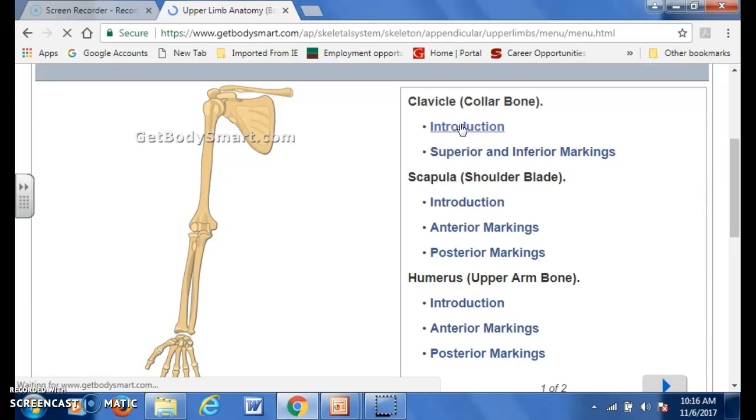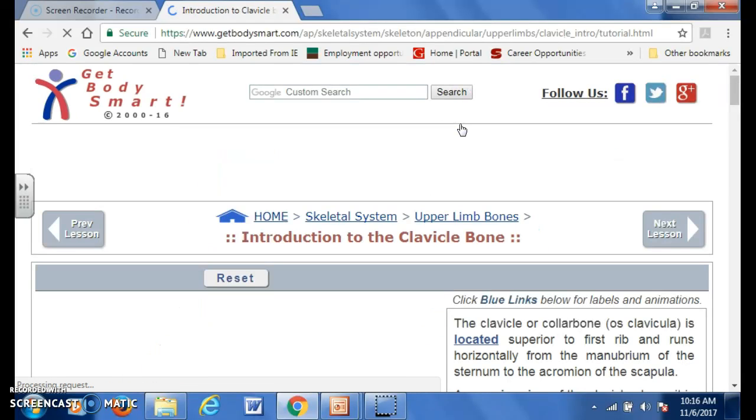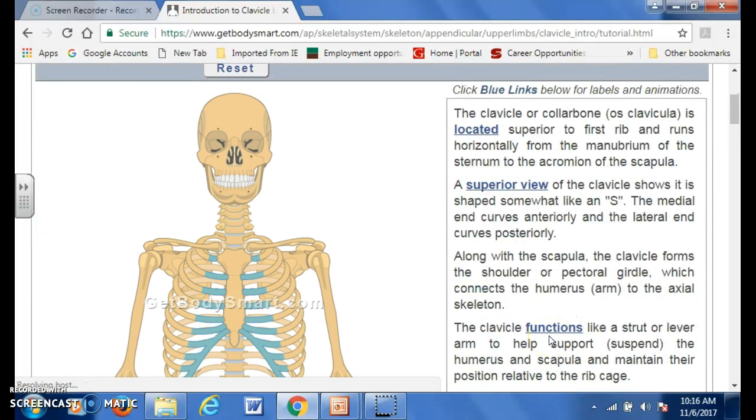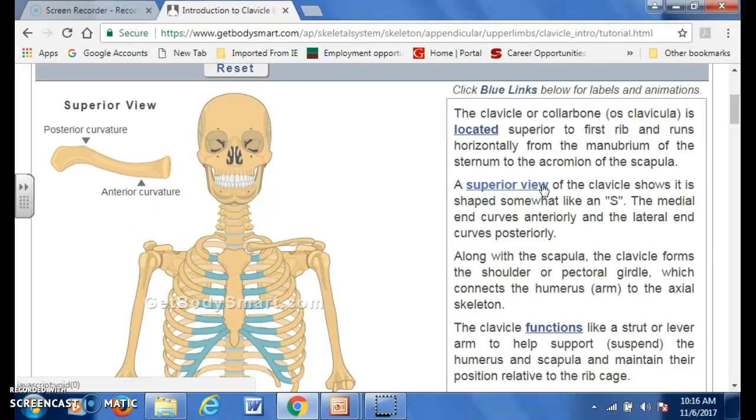But if you just simply go to introduction, you're then able to come down onto a screen like this where it loads up the picture and shows you the clavicle. If you select any of the hyperlinks, or blue links as it's labeled here, and simply click on it, the bone will give you a little bit of information that way. And if you'd like to click on a superior view, it pulls the bone right out. We'll spin it so you get an idea of the curvature and whether it's flat or round, the different shaping that goes on with it.